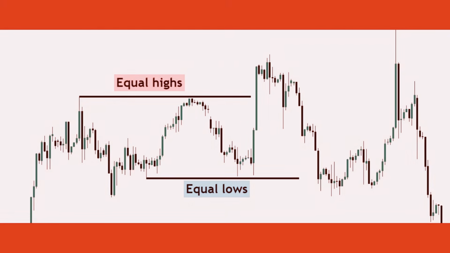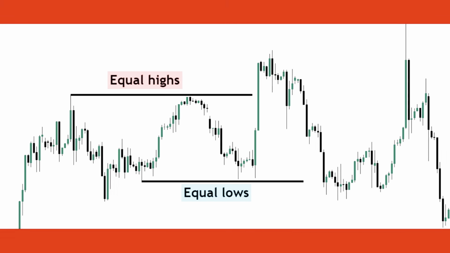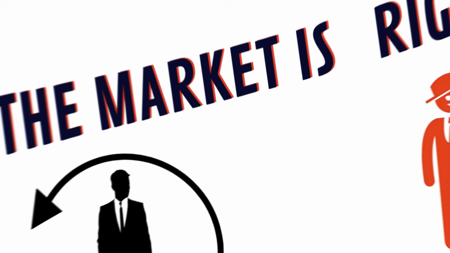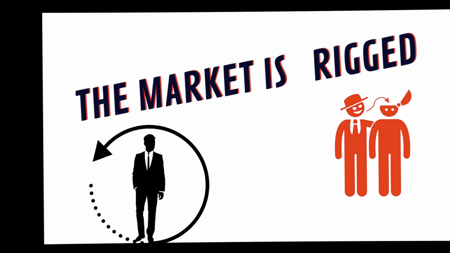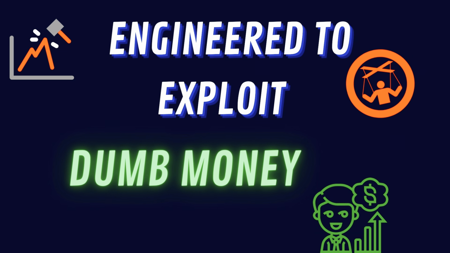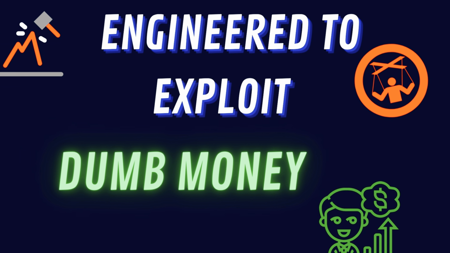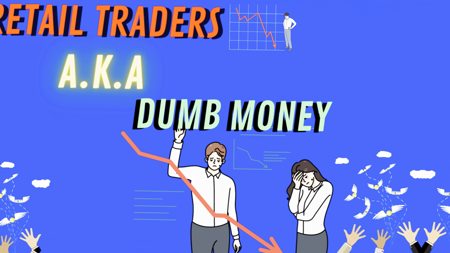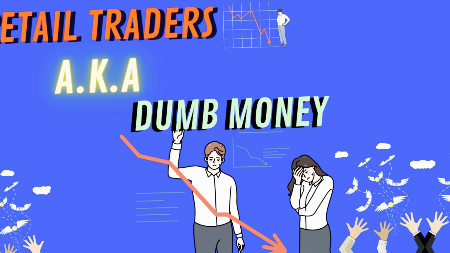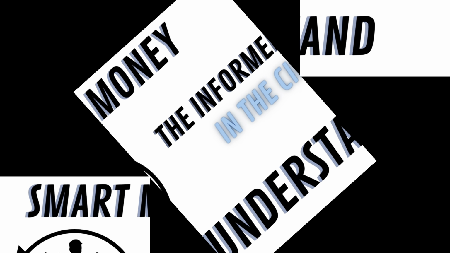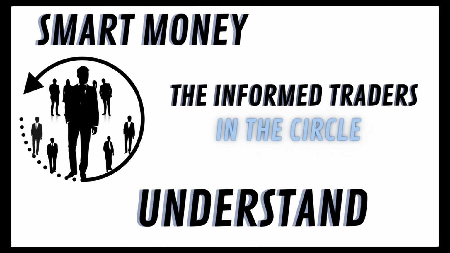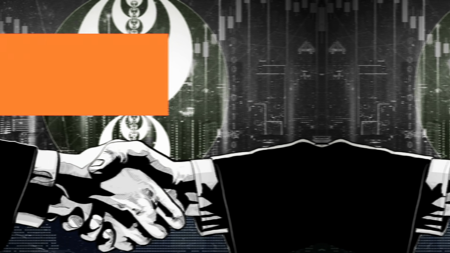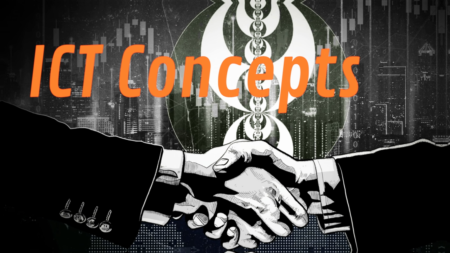Alright, look, I'm going to start teaching you about equal highs and equal lows and liquidity, but first, there are a few things you have to understand. Number one, the market is rigged. It's 100% rigged against you, and it's anything but efficient, engineered to exploit dumb money. It's the retail trader, aka dumb money. I used to be one too, but you have to understand that smart money, the informed traders that are in this circle, understand a few things that I'm going to teach you.